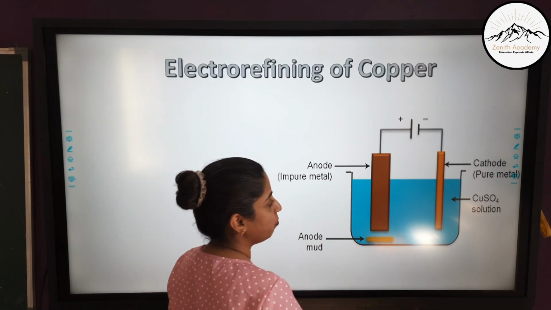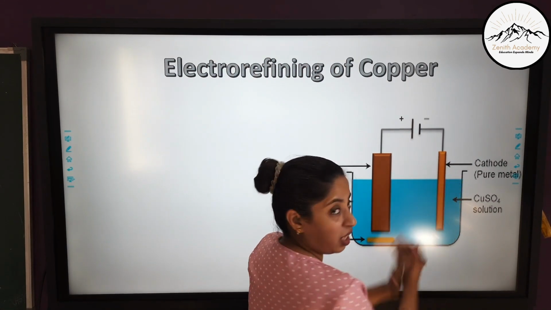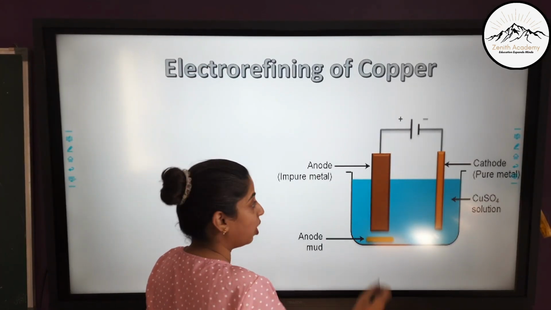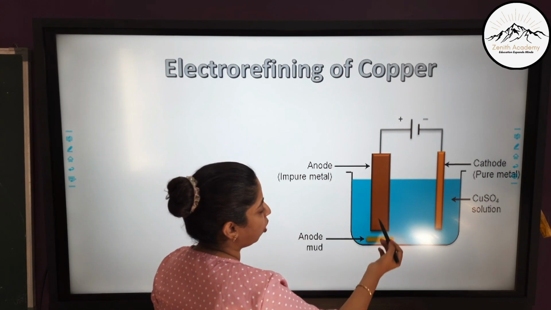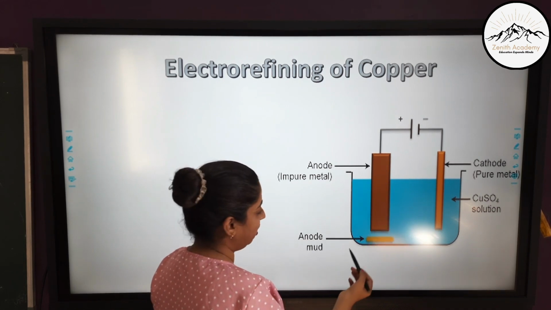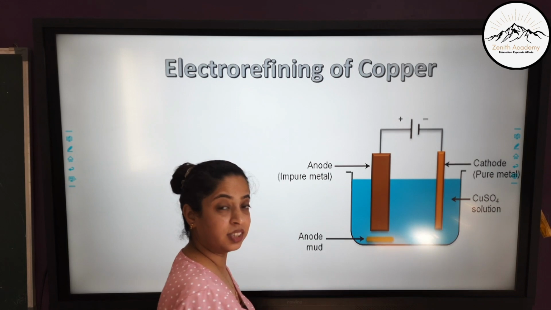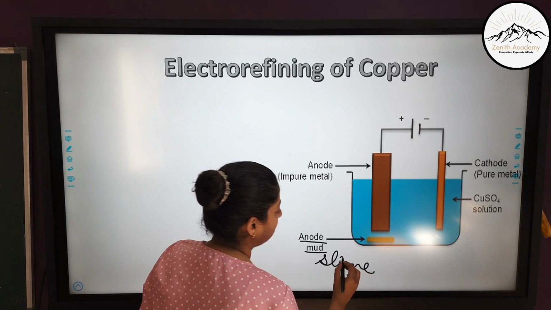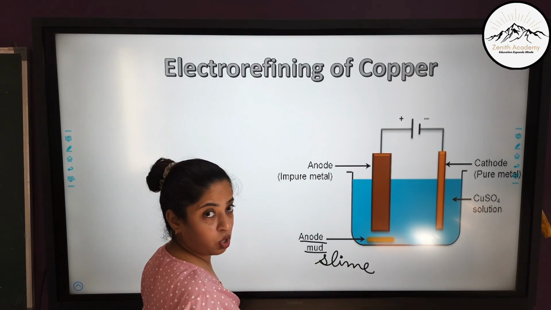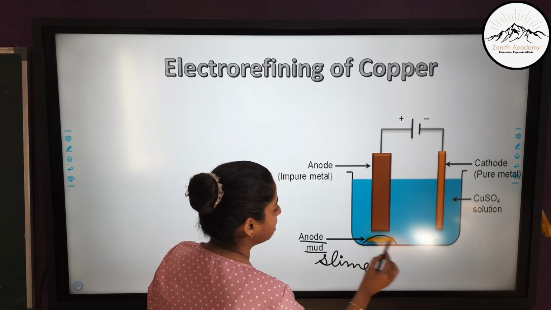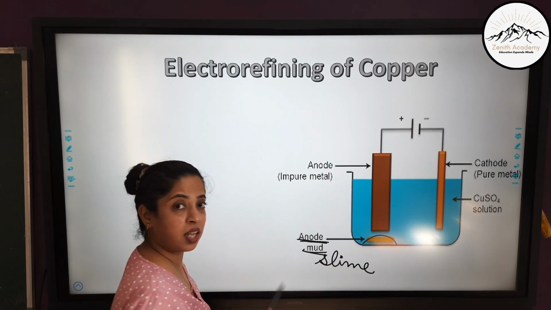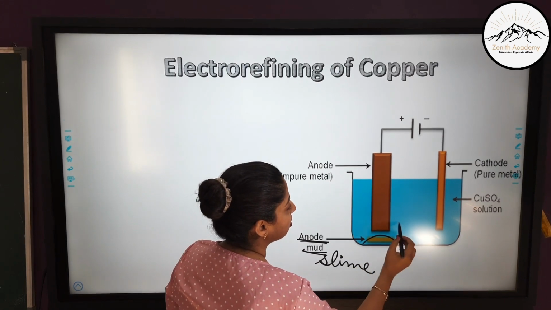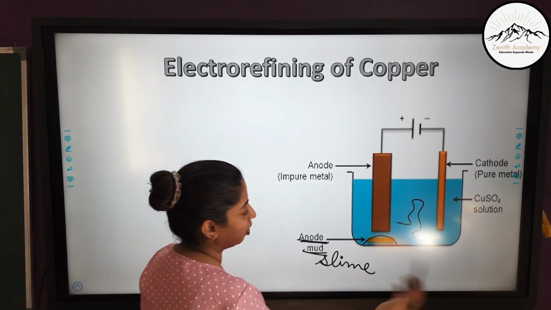As the reaction proceeds, the cathode goes on increasing in width, getting bigger and bigger, and the anode goes on getting smaller and smaller. The impurities which were there in this copper will fall down and get deposited at the bottom like anode mud. This is known as anode mud, or it is also known as slime. There are certain impurities which are insoluble, so these insoluble impurities will form anode mud, whereas there are certain impurities which are soluble, which will ionize and dissolve in this electrolytic solution.